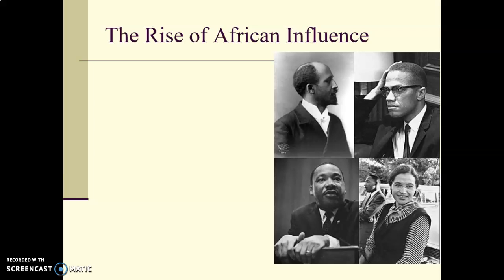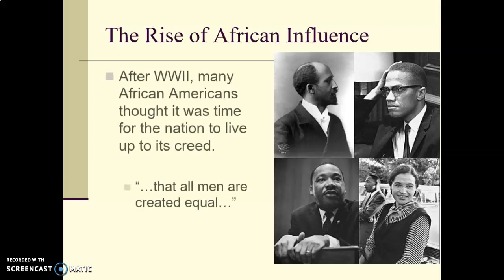The rise of African American influence in culture. Obviously, it starts after World War II, and many African Americans thought it was time for the nation to live up to its creed. After the 1920s, when African Americans contributed jazz music and other factors, and then also looking at World War II, where African Americans served just as well as other soldiers in this war, it's time for the United States to live up to its creed that all men are created equal. Period. It's up to the country to make this change.